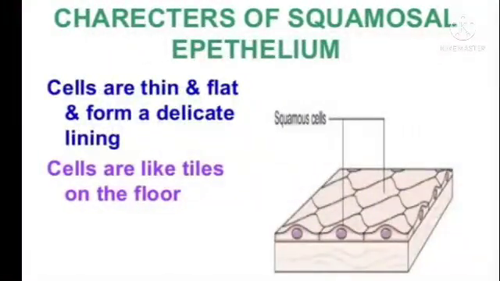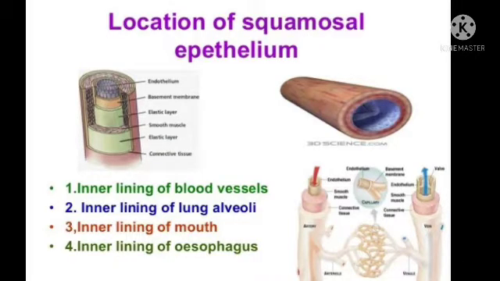Characters of squamous epithelium. Cells are thin and flat and form a delicate lining. Cells are like tiles on the floor. Location of squamous epithelium: inner lining of blood vessels, inner lining of lung alveoli, inner lining of mouth, and inner lining of esophagus.